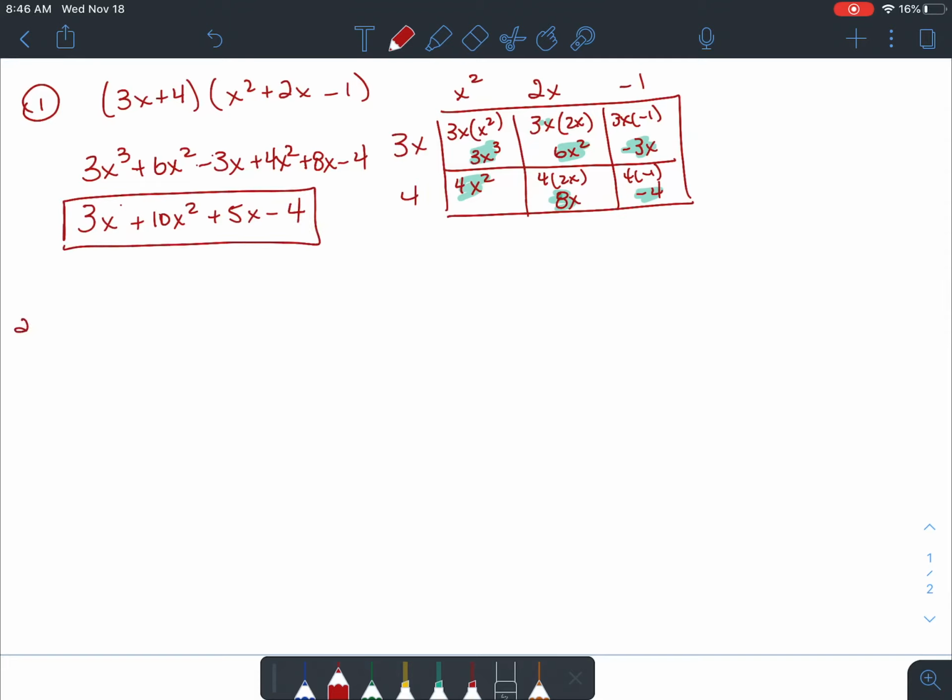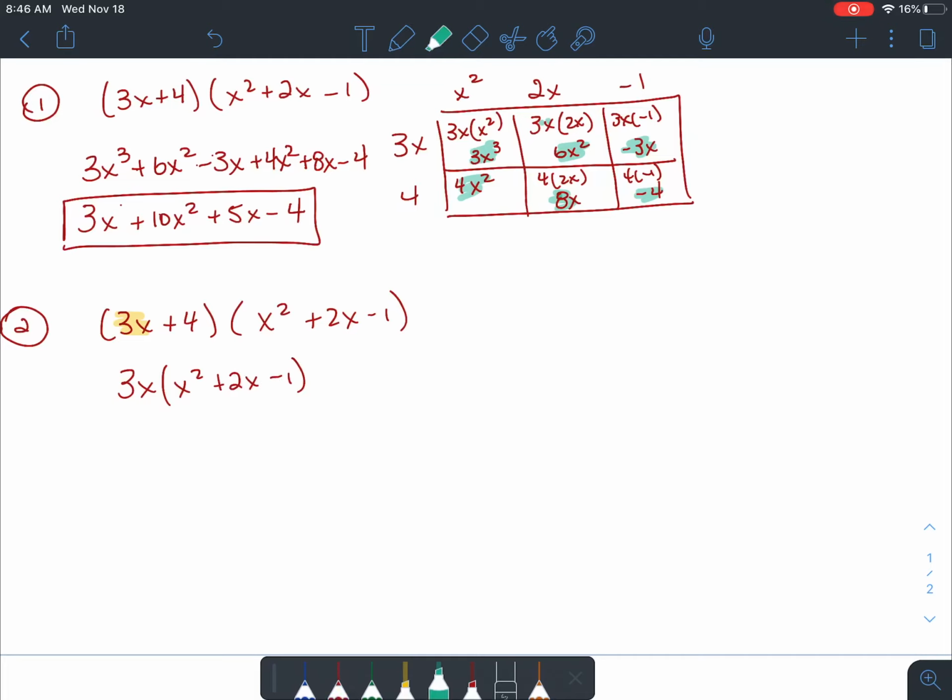Okay. Now, you could use that same method that we did just previously, using the knowledge of the distributive property, right? So you're going to first take that first term, 3x, and multiply it by everything in that trinomial, x squared plus 2x minus 1, using the distributive property, and then you're going to take that plus 4 and distribute it to the x squared plus 2x minus 1, right? So here, it's the same process. You're just doing the distributive property.